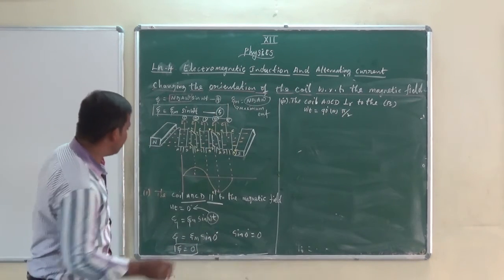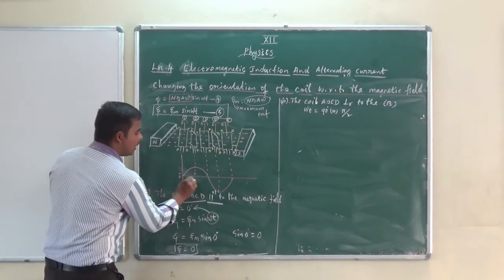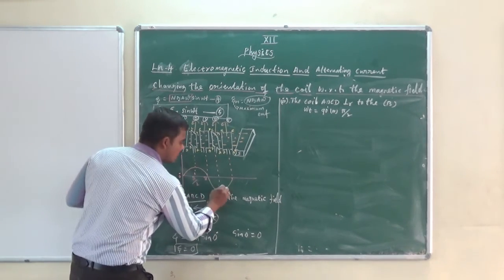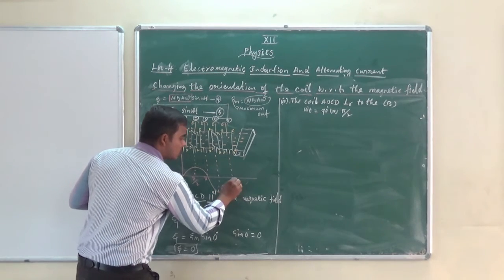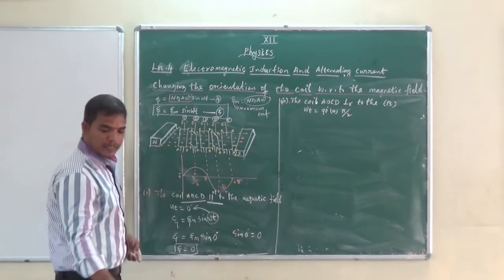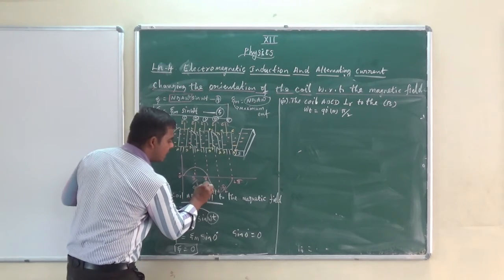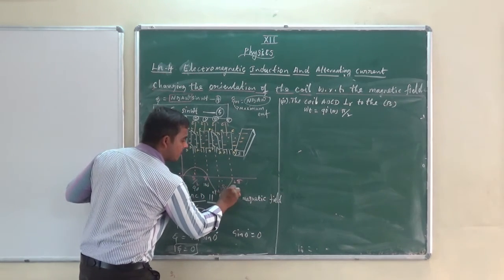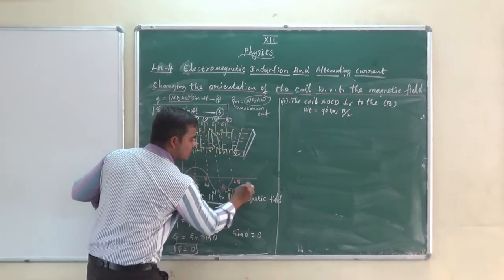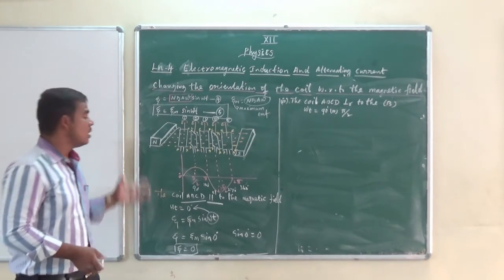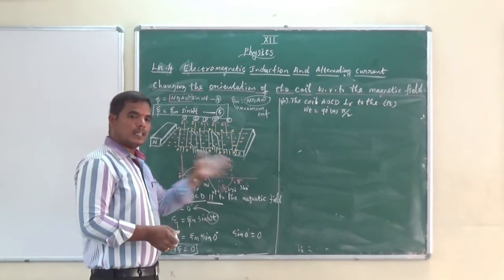See, this is 0 degree, this is pi by 2, this is pi, this is 3 pi by 2, and this is 2 pi. That means 0 degree, 90 degree, 180 degree, 270 degree and 360 degree. At any position, you will be able to find the values of the induced EMF.